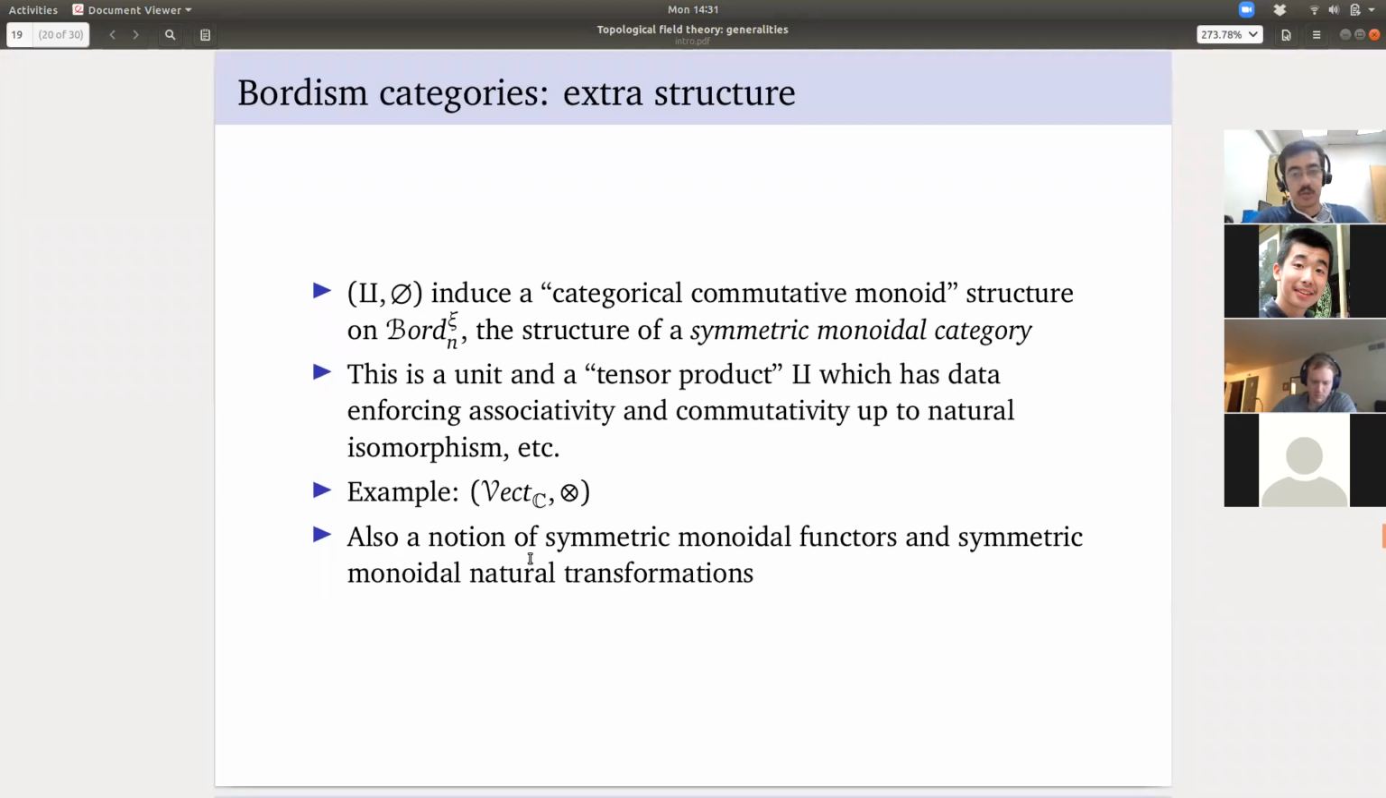We get this additional structure. A lot of times when you're categorifying, you should ask: this extra algebraic structure I have, does it manifest on the categorical level? And here it does. Disjoint union and the empty set form a notion of a commutative monoid structure on the Bordism category, except it's in a categorical sense. And this is called a symmetric monoidal category.